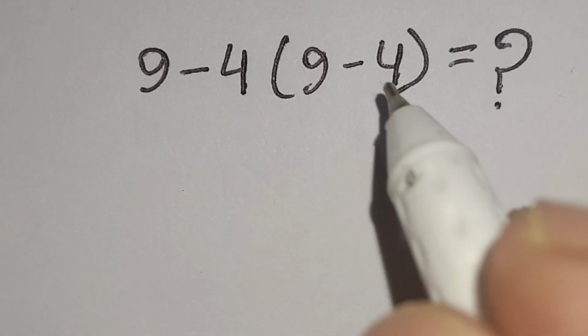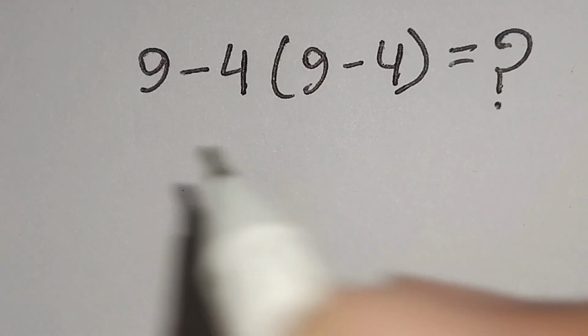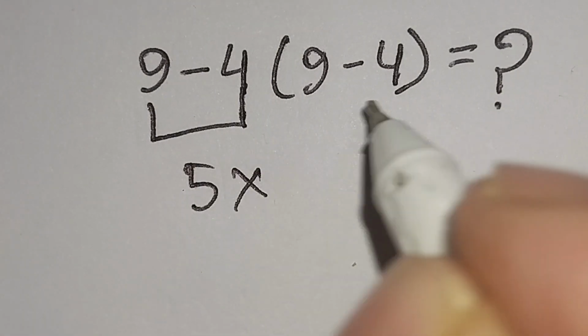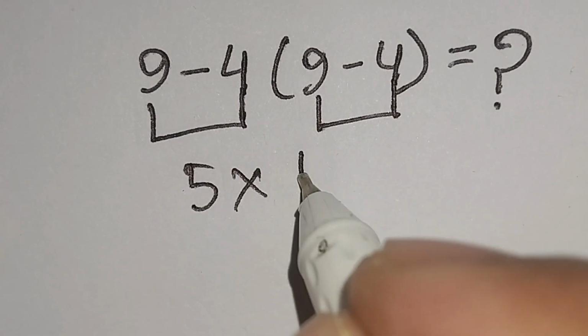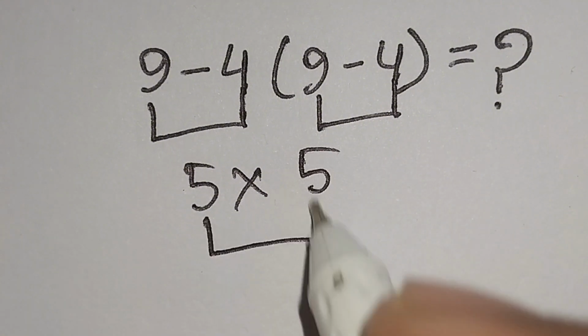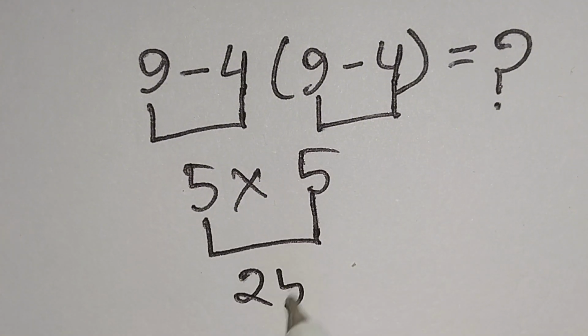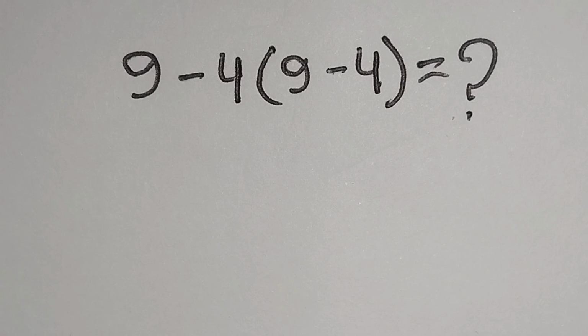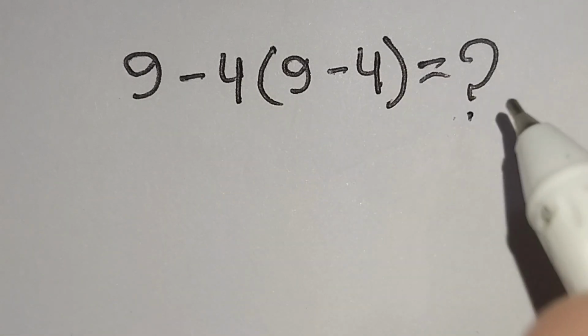This is a nice math problem. 9 minus 4 times (9 minus 4) is equal to what? Here, 9 minus 4 gives us 5, times 9 minus 4 gives us 5. 5 times 5 gives us 25, but it is not correct. Now I will apply the PEMDAS rule to solve this math correctly.